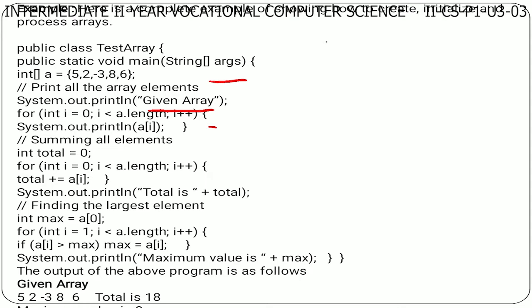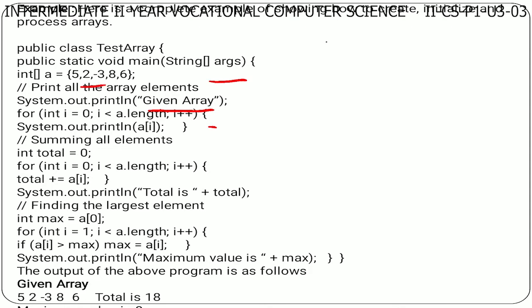That is, in brackets, I'm giving a of i. So here a of i means the element at index i. In the for loop, i is initialized to 0. So a of i is a of 0. So a of 0 indicates the 5 in the array. So a of 0 is the index and the element present in a of 0 is 5. So automatically 5 is printed. Then i is incremented. i becomes 1. In a of 1, 2 is stored.